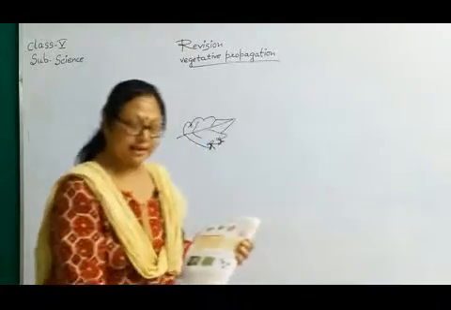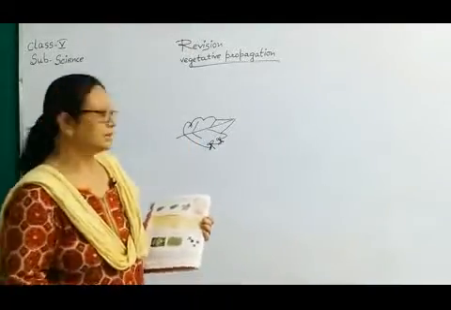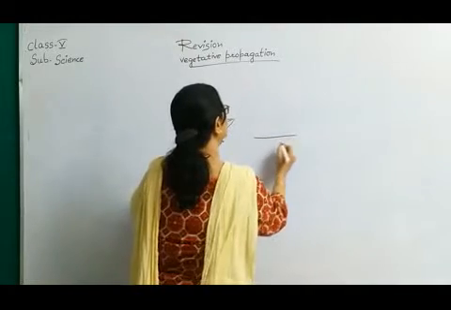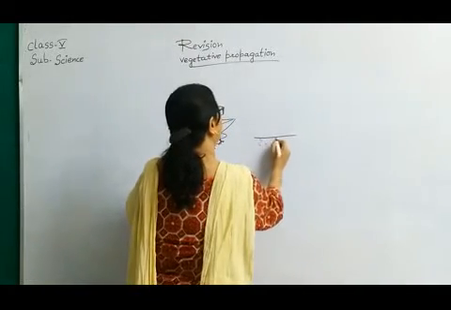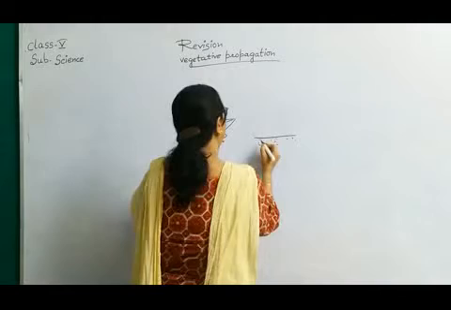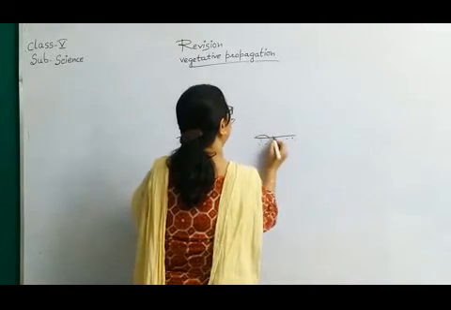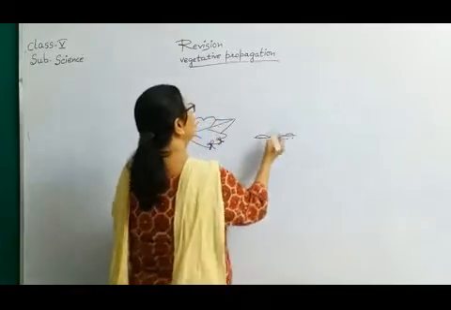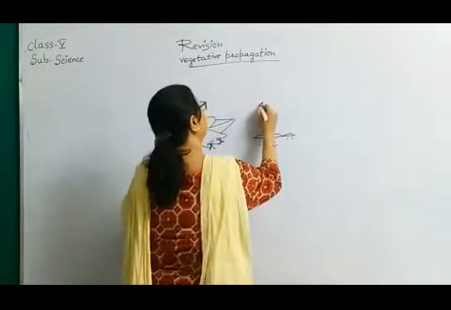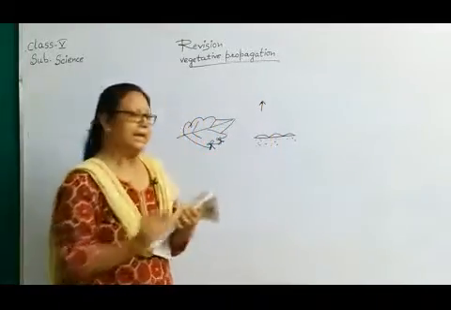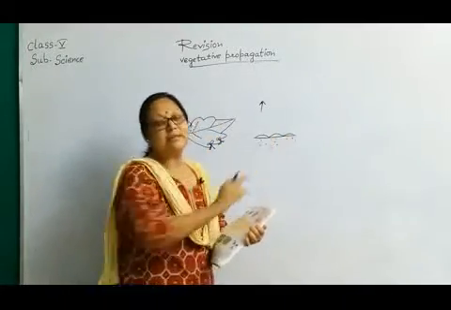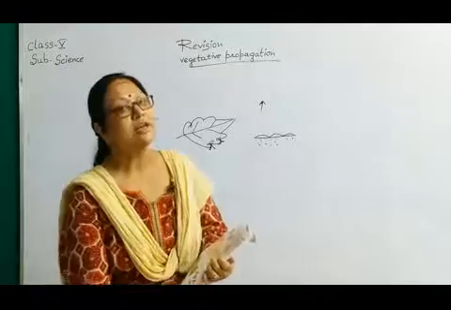What is a runner? A runner always moves along the soil. When you see this part is the soil, the plant's stem just goes like this. It never grows upward and never grows towards the sunlight. It goes along the soil. That's why this type of plant is called a runner.